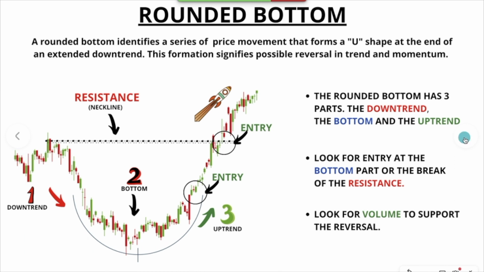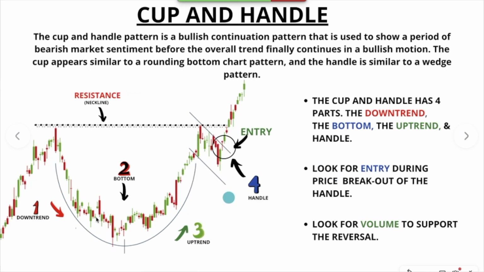It is pretty normal in terms of consolidation before going into a downtrend. But with a cup and handle, price is coming from the downside to the upside, right? So you'll have price coming here only to get rejected at a resistance level over here. The cup and handle is a bullish continuation pattern that is used to show a period of bearish market sentiment before the overall trend finally continues in a bullish motion. The cup appears similar to a rounded bottom chart pattern, and the handle is similar to a wedge pattern.